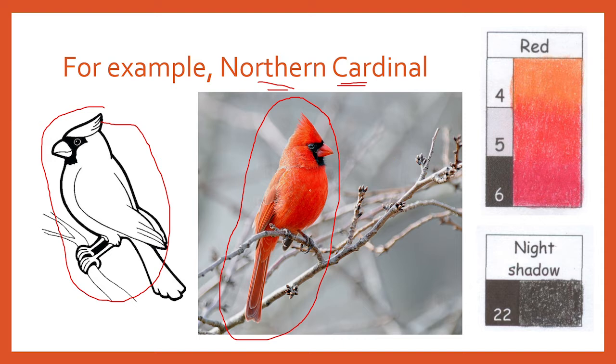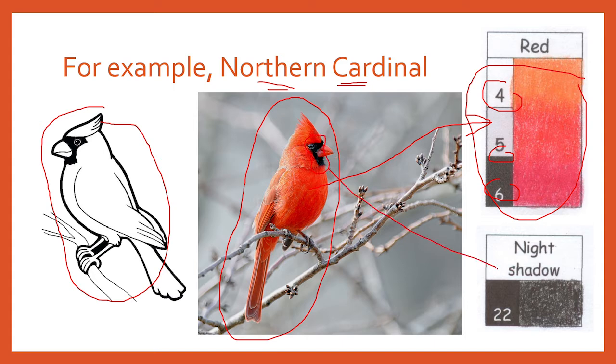And then for the body, I probably will be using this color, color pencil number 4, 5, 6. Okay, I think this color is the closest I can find for the body. And then for this part of the face, of course a night shadow, and other parts, if there are some darker parts, you can use a night shadow, which is a black or color pencil number 22.